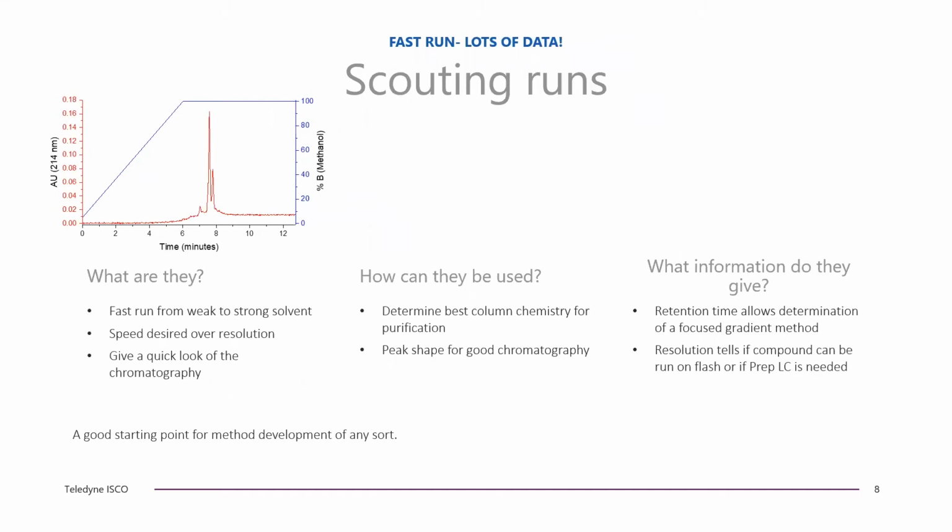A scouting run is a very fast gradient from the weak to strong solvent. Speed is often more important than resolution. The gradient is intended to give a quick look at the chromatography. We are looking to see if the column and solvents will work well. We determine if they work by looking at the peak shape, the resolution, and retention time. The resolution tells us if the compound can be run on flash or if preparative HPLC is required. The retention time lets us determine the solvent composition for the gradient endpoint.